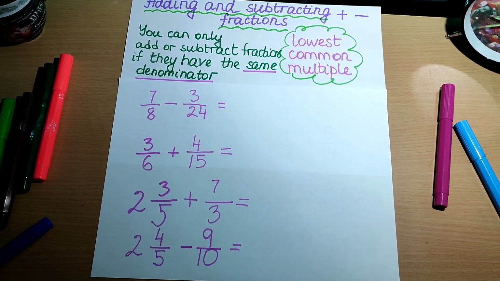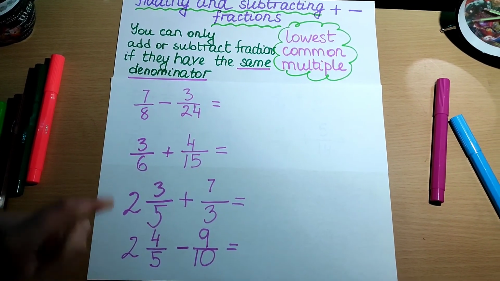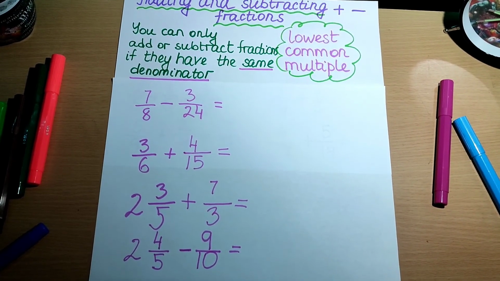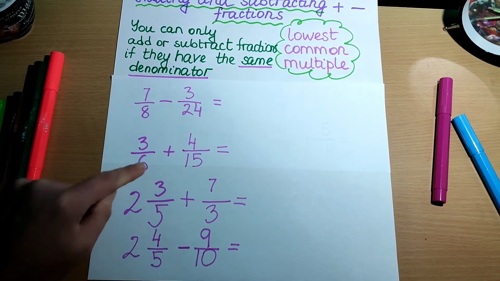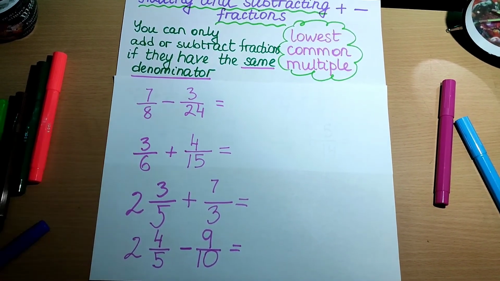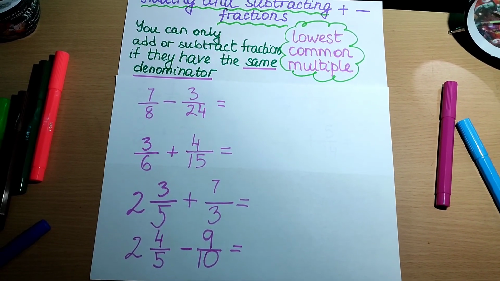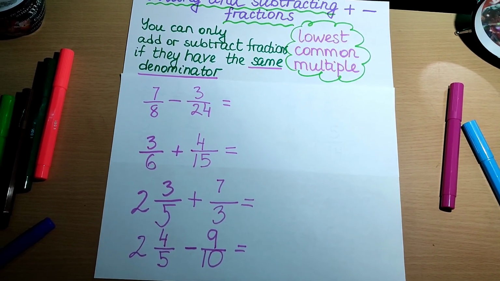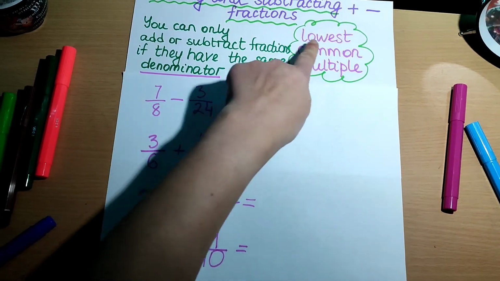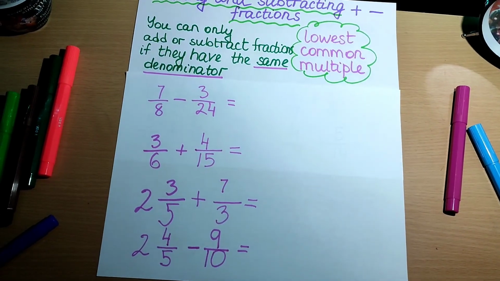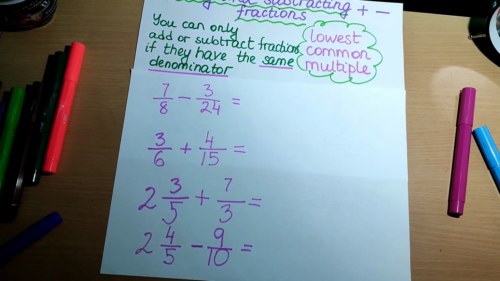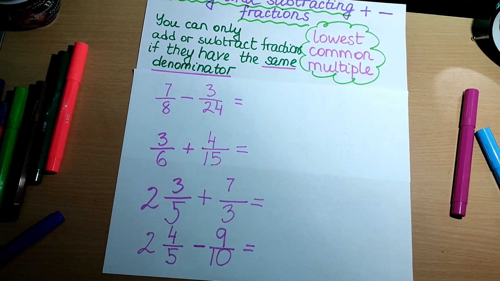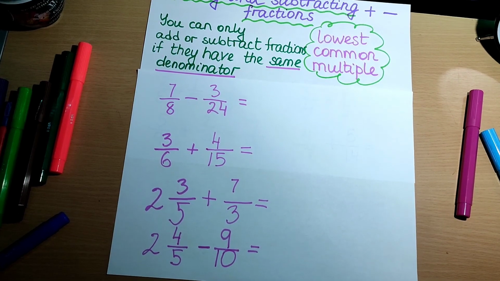Now, as a challenge, work out these calculations, 4 calculations that I've given you. Remember that you can only add or subtract fractions when they have the same denominator. If that denominator is not the same, make it into the same by finding the lowest common multiple. If you have to turn your mixed number into an improper fraction first because there's not enough to take away, do that as well. Good luck.